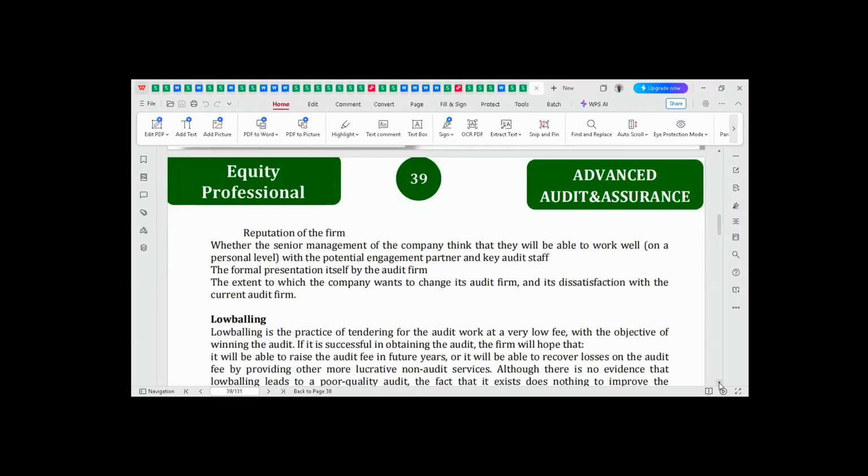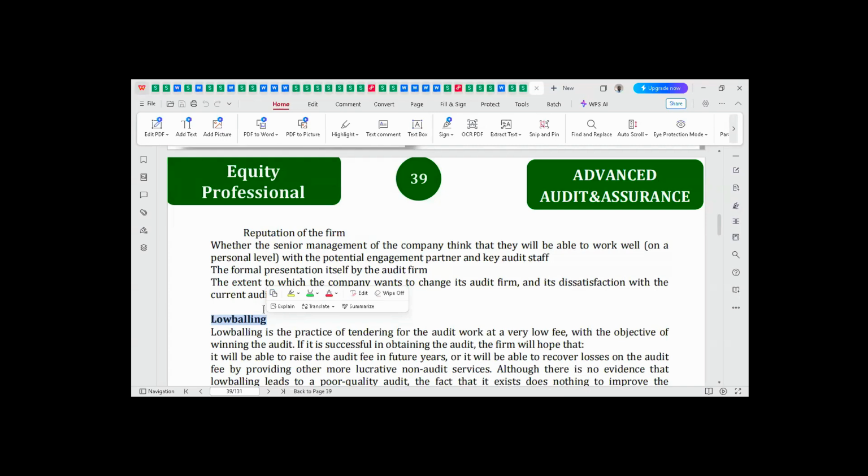Another thing that also plays out when this tendering process is ongoing is what we call low balling. Now, what is low balling? Low balling is a practice of tendering for the audit work at a very low fee with the objective of winning the audit. If it is successful in obtaining the audit, the firm will hope that it will be able to raise the audit fee in future years and will be able to recover losses on the audit fee by providing other more lucrative non-audit services. Now let me explain what this means.